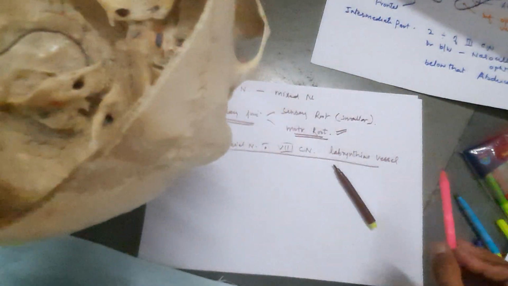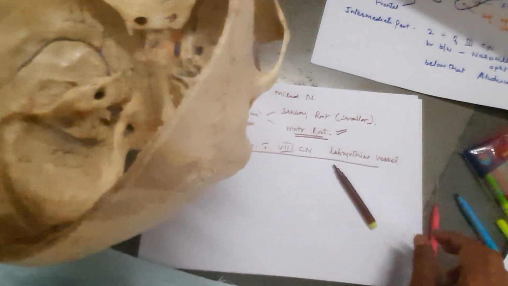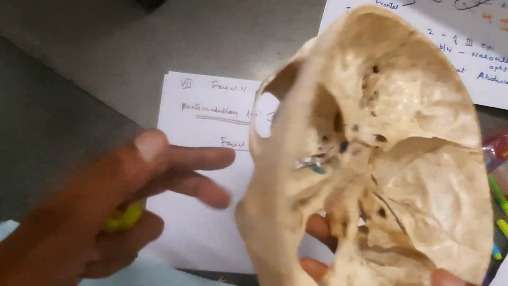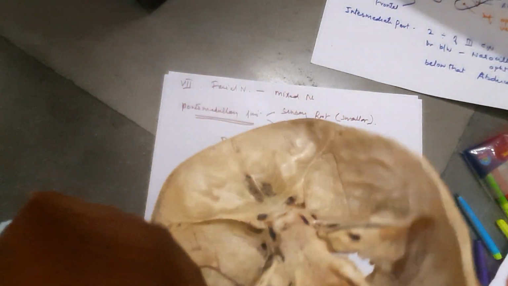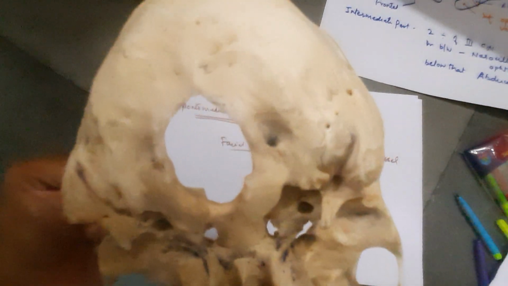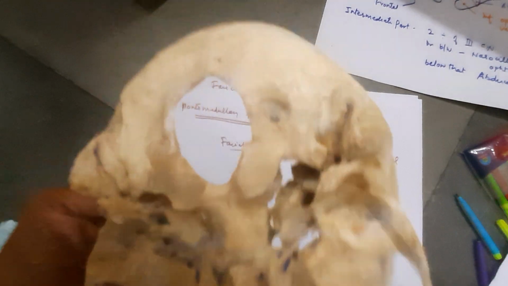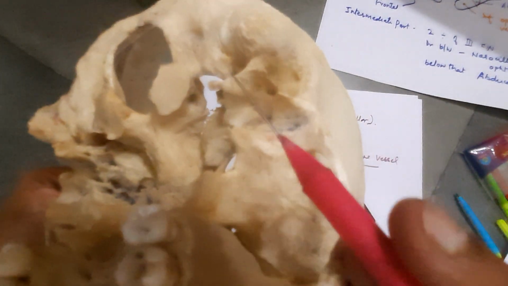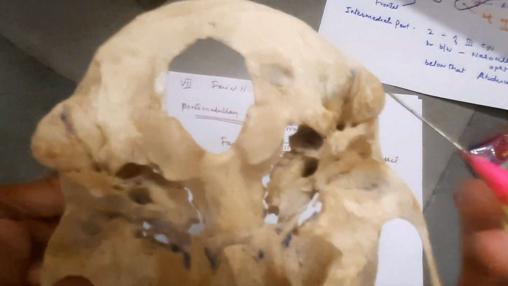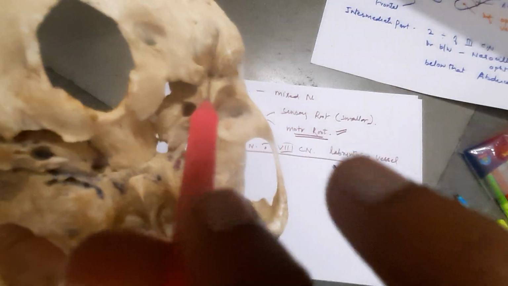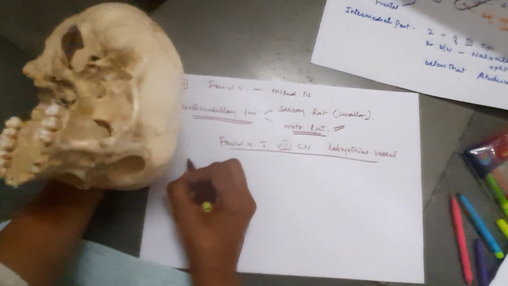After entering the internal acoustic meatus, this facial nerve, as I already told you, passes through the facial canal, and it will come out of the cranial cavity by this foramen. This is the styloid process, this projection, and this is the mastoid process. In between these two is a foramen. This is the stylomastoid foramen.